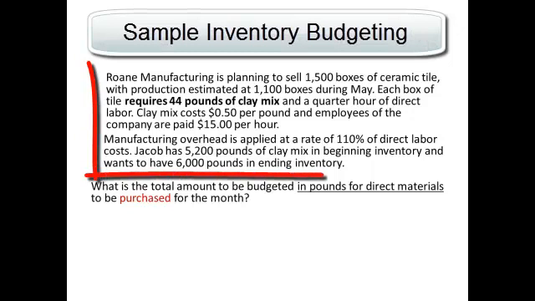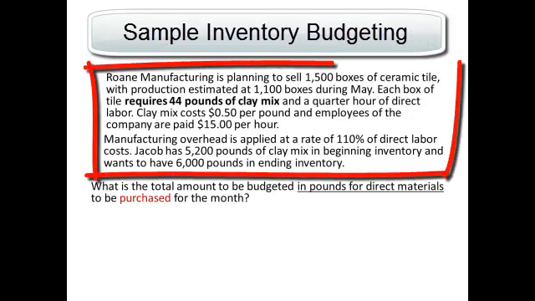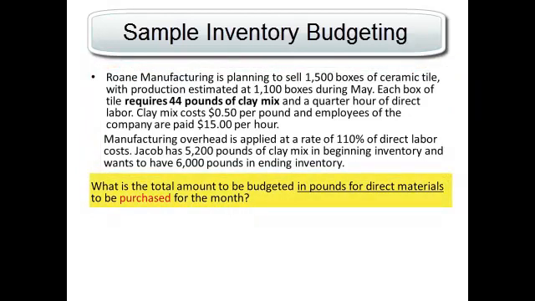First observation. For a lengthy problem, look at the requested data first. At the bottom, what is the total amount to be budgeted in pounds for direct materials to be purchased for the month? We're asked to budget for materials to be purchased. Now we can read the main data.